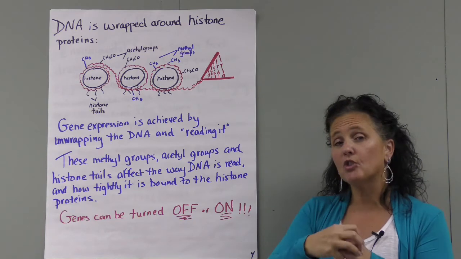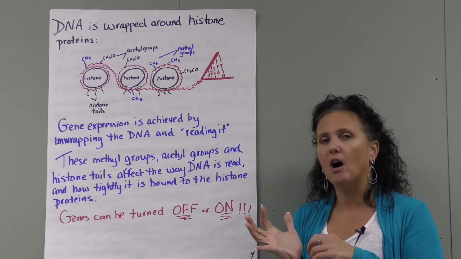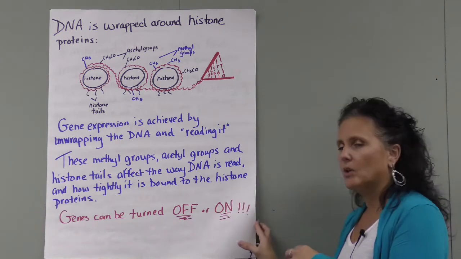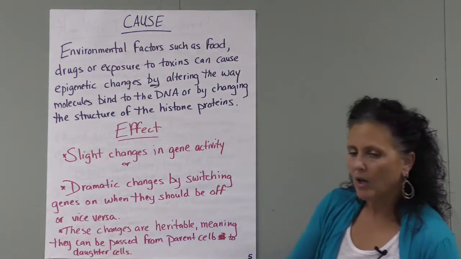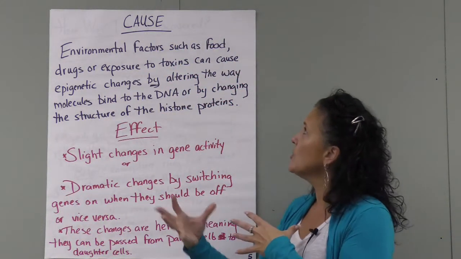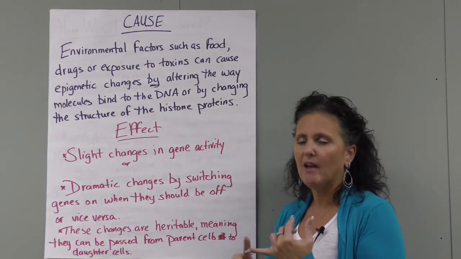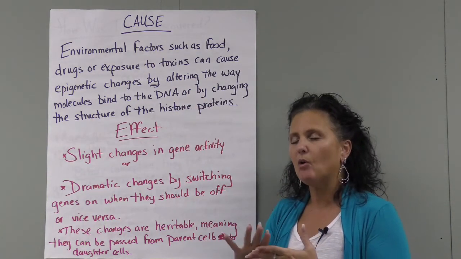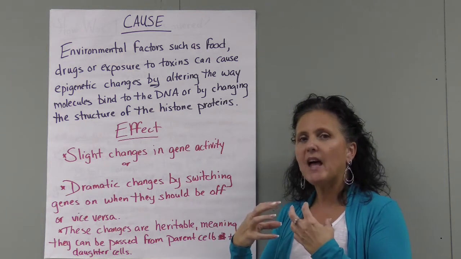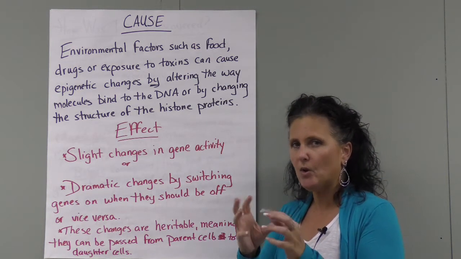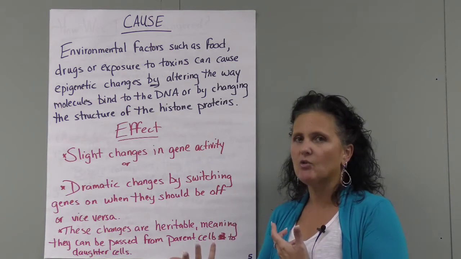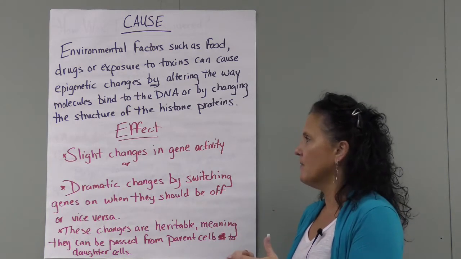So we can either turn genes off or we can turn them back on, right? So those are the ones we talked about that are going to achieve expression. So what causes these changes are environmental factors. We just looked at that. Food, drugs, cigarette smoke, UV light. That changes how those methyl groups or acetyl groups appear and don't appear on your DNA, and then it can change what happens to you and the effects of that.